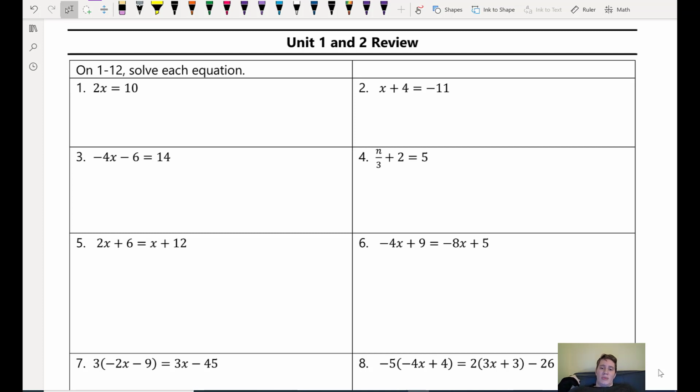We're going to basically be reviewing solving equations and graphing equations and the things that kind of come along with that. So we have our first set of instructions here, say on 1 through 12, solve each equation.